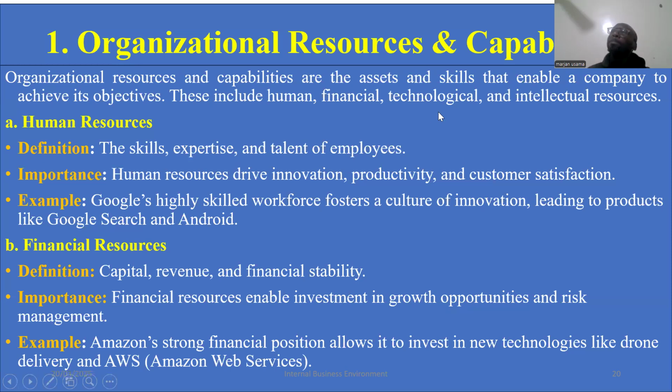Now, number one, organizational resources and capabilities. Every organization has four types of resources, and you need to analyze these resources. Number one, al-mawarid al-bashariya, human resources. These are the skill, expertise, and talent of employees. Every organization needs people to work, so you need to analyze your people. Are they qualified? Are they skilled? Are they trained?